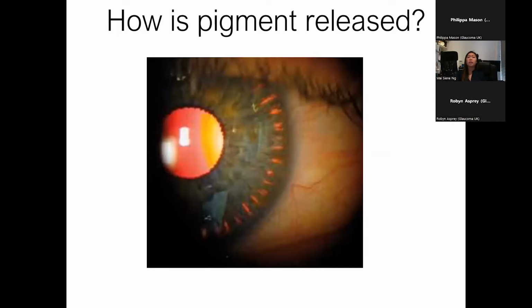So what does this look like? All this chafing causes the iris to have window defects. We call it window because you can see through it. Window defects give these appearances, which we call iris transillumination. This is only visible with close-up eye examination. So if you take a picture, you can't actually see it.